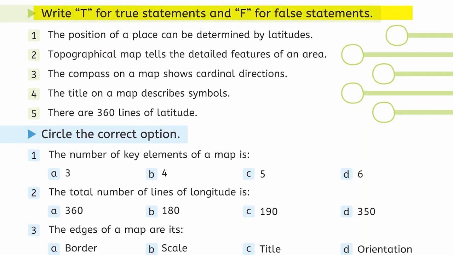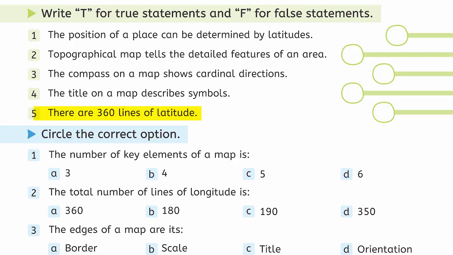Next is: write T for true statements, F for false statements. The position of a place can be determined by latitudes. True. Topographical map tells the detailed features of an area. True. The compass on a map shows cardinal direction. True. The title on a map describes symbols. False. There are 360 lines of latitude. False.